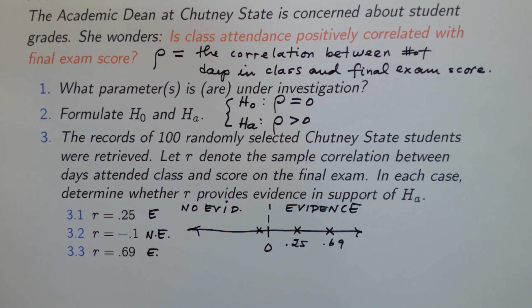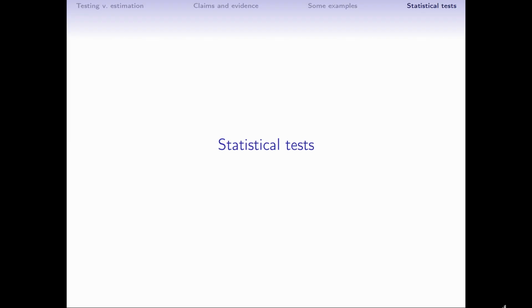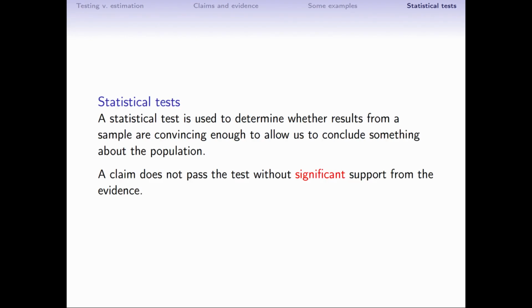So let's return to the class notes and pick up where we left off. I want to close section 4.1 with a final parting thought, and this concerns the nature of statistical tests. A statistical test is used to determine whether results from a sample are convincing enough to allow us to conclude something about the population. A claim does not pass the test without significant support from the evidence. And with that thought, I want to bring a close to section 4.1.